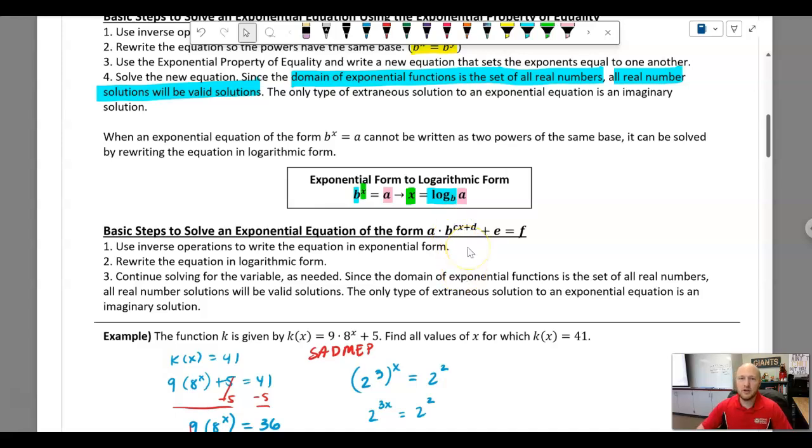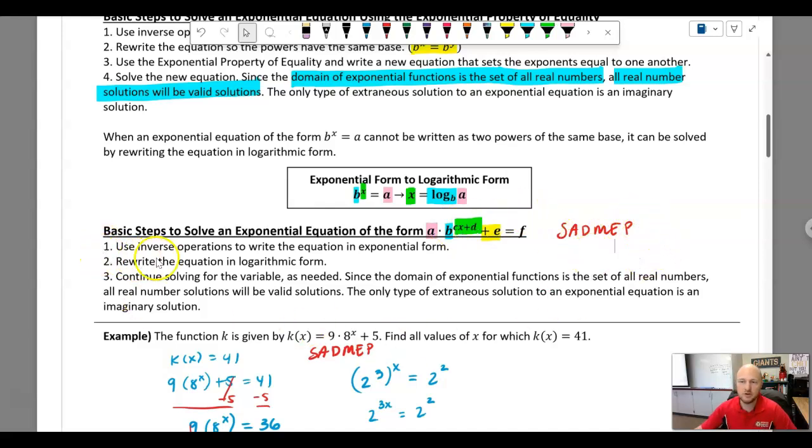Now, how do we solve an exponential equation of this form, where we have an a value times an exponential base raised to some power cx plus d, maybe plus a constant, and let's say it is equal to some output f? Well, we're going to use inverse operations, and generally what I like to do is use this process called SADMEP. It's Aunt Sally reversed. Undo addition, subtraction, undo multiplication, division, then you'll undo the exponent or anything in parentheses, okay?